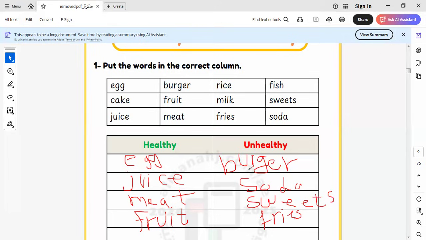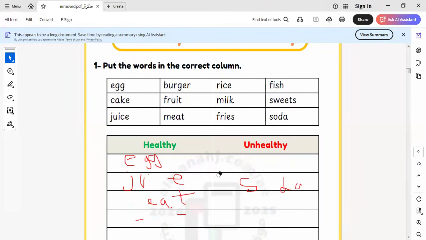Here we have burger, soda, sweets, fries, all these unhealthy foods. The healthy food will be egg, juice, meat, fruit, and milk. Milk is also healthy. Fish is healthy food. All these are healthy foods. Let's go to another item here.